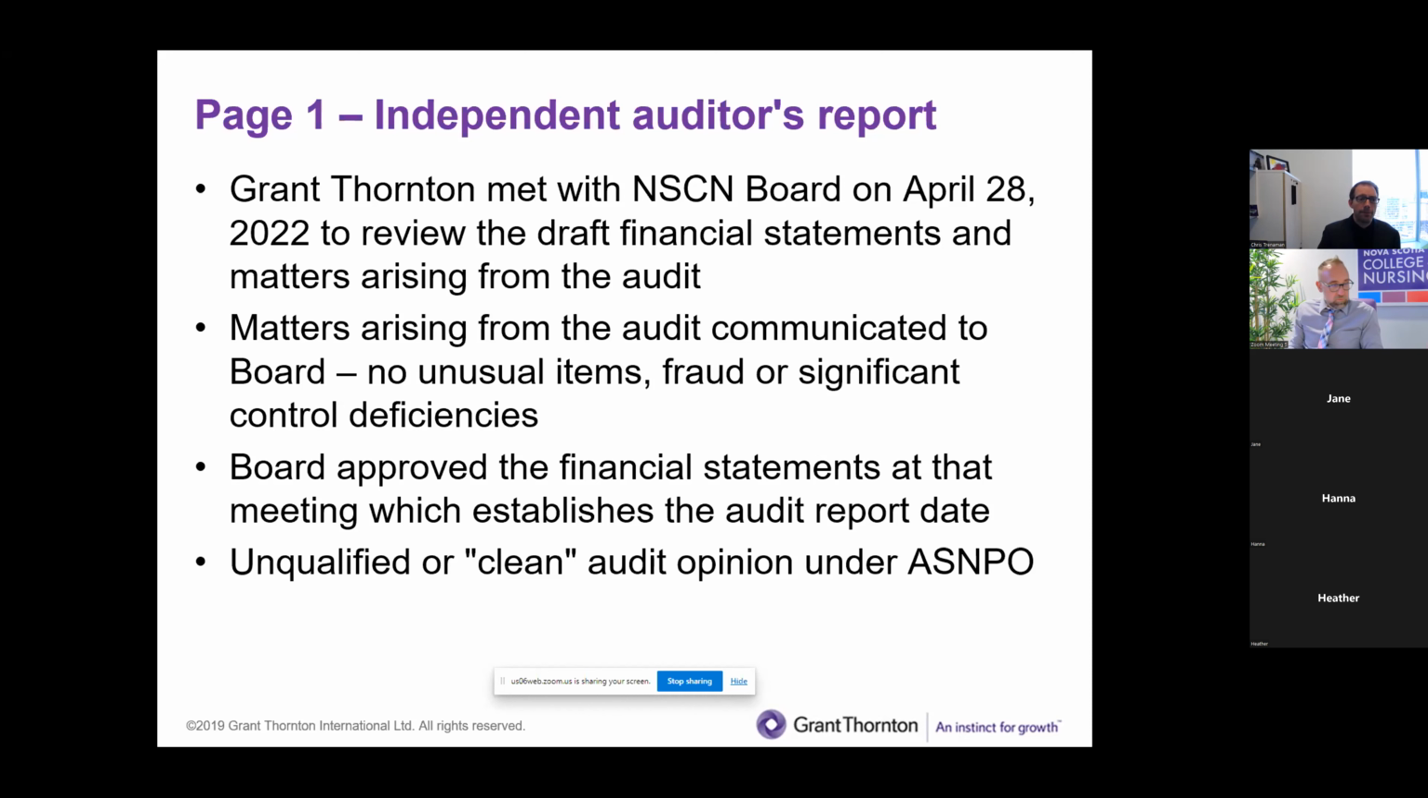At the April 28th meeting, the board did approve the financial statements. So that establishes the audit report date. When the audit opinion is signed, it will be signed or has been signed with an April 28th, 2022 date on it. And as noted on the last point on the slide here, we were able to issue what would be considered a clean audit opinion, so an unmodified audit opinion for the current year.